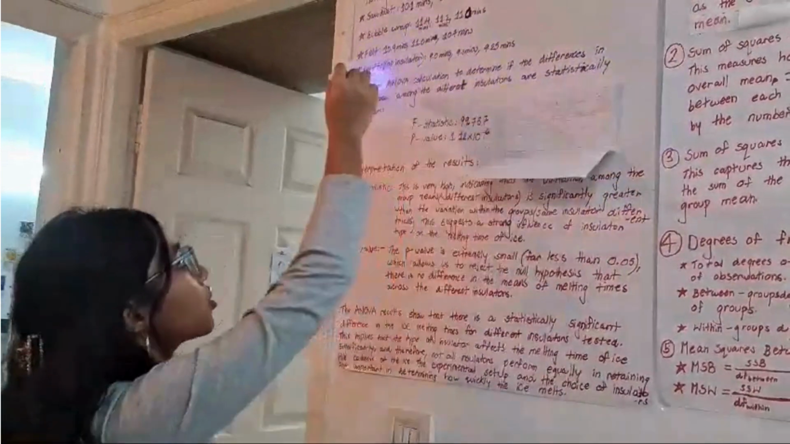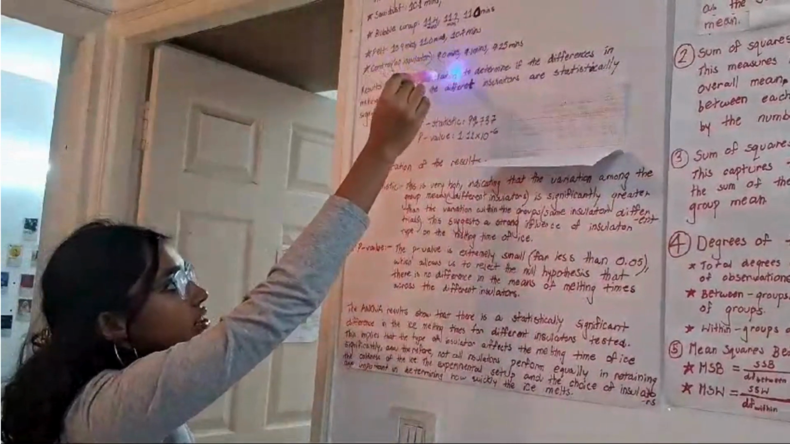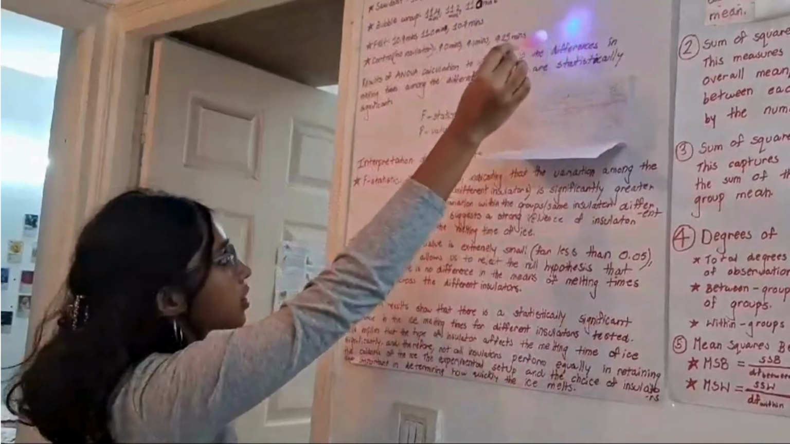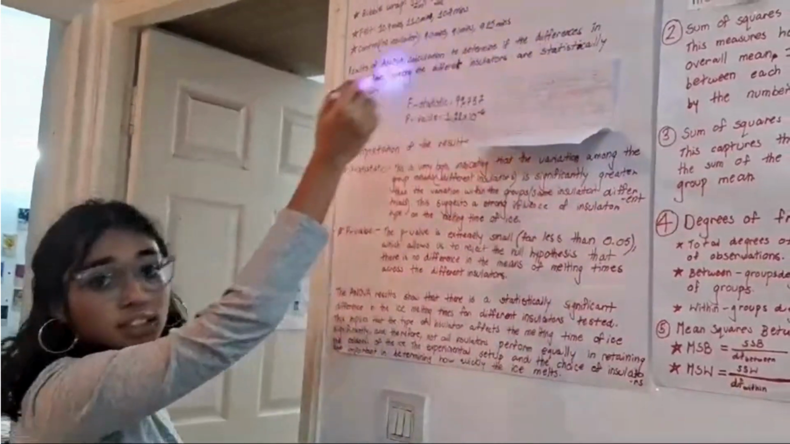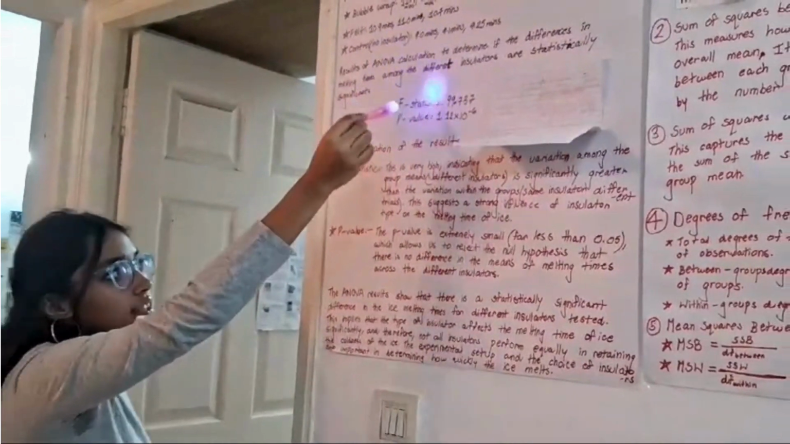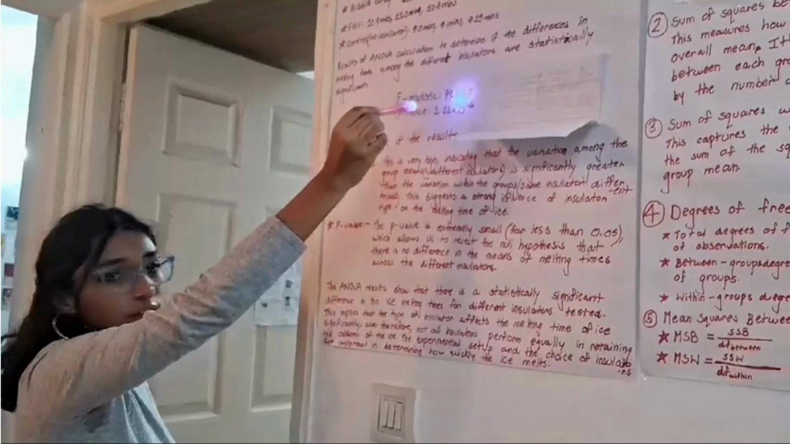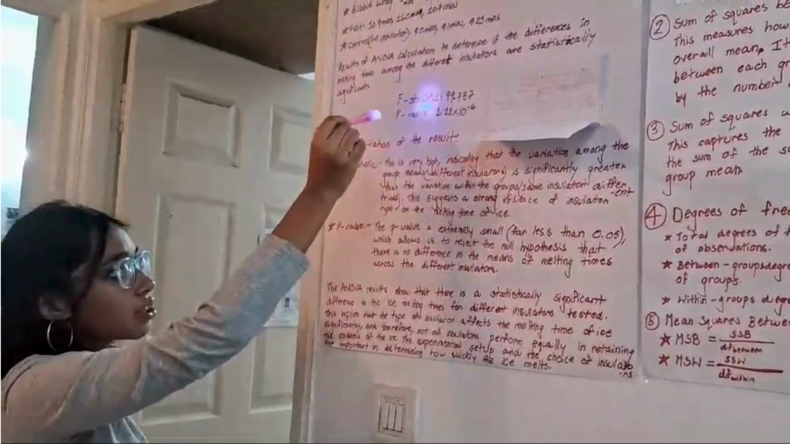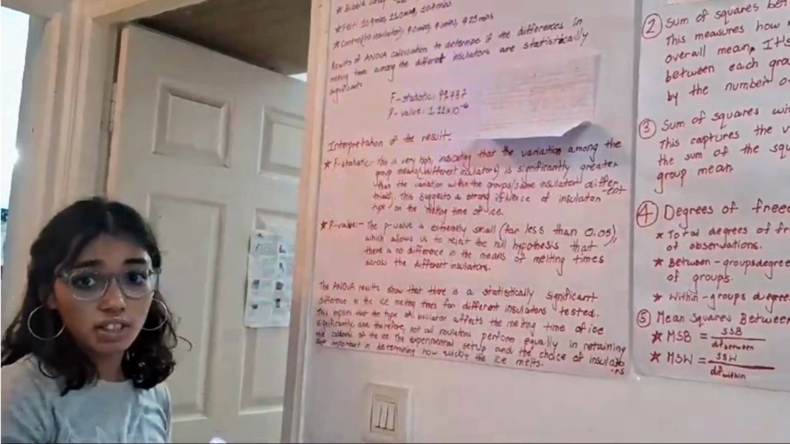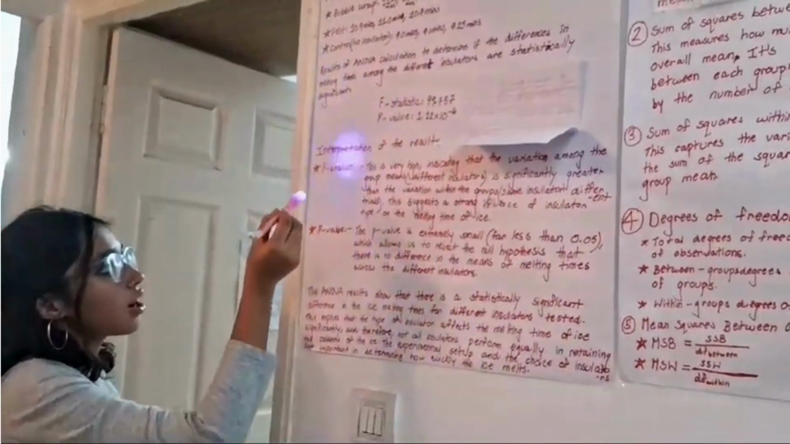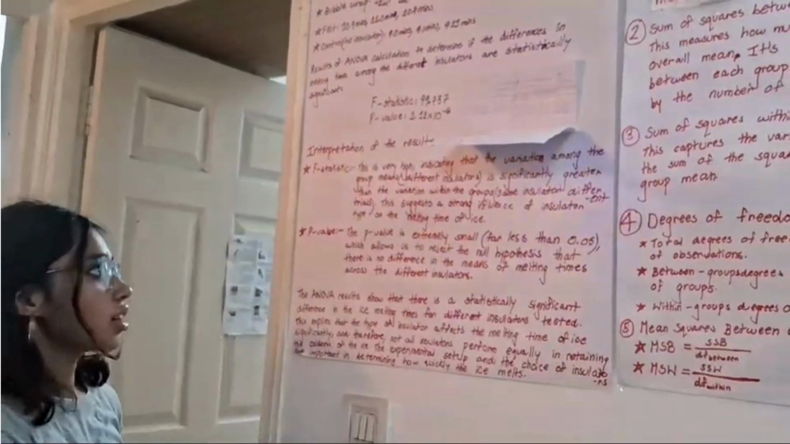And now results of the ANOVA calculation to determine if the differences in melting times among the different insulators are statistically significant. So my F statistic came out as 99.737 and my p-value came out as 1.12 times 10 to the power minus 6, which is really small.